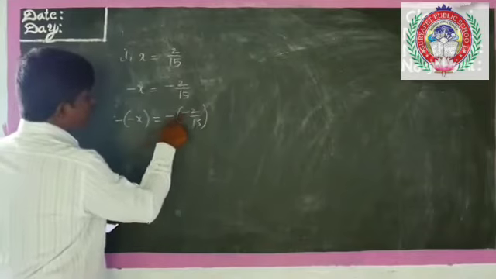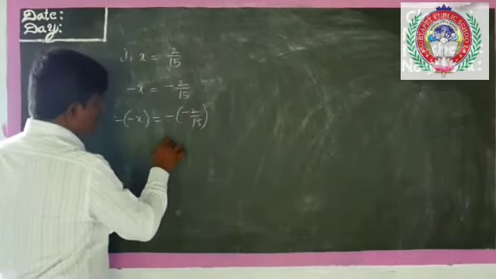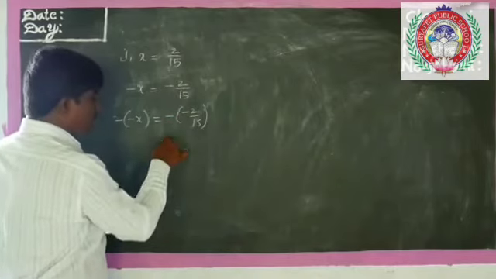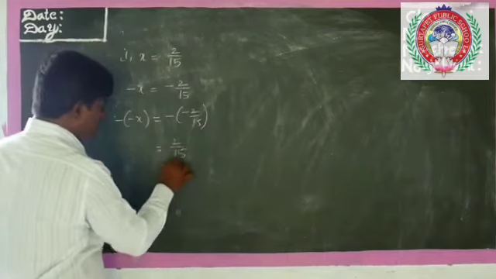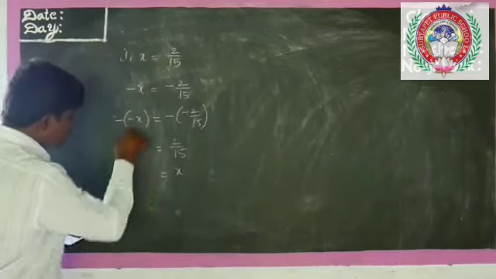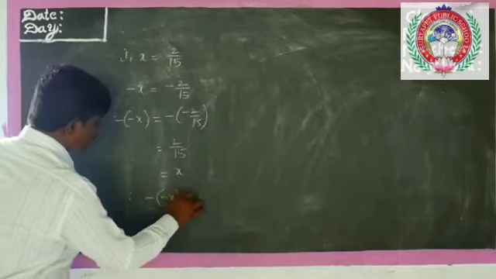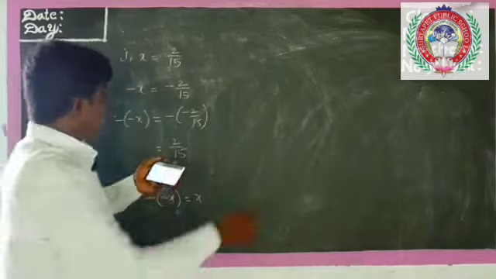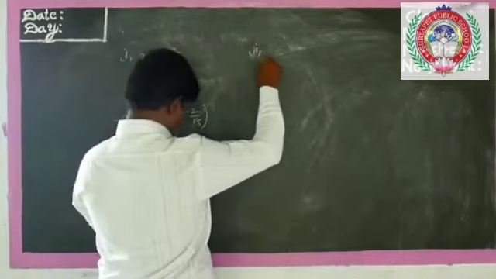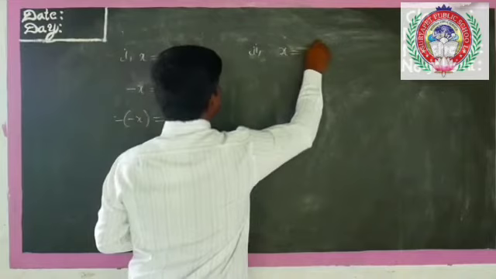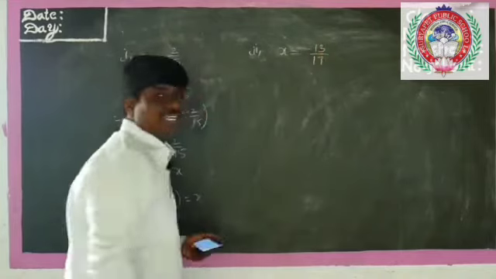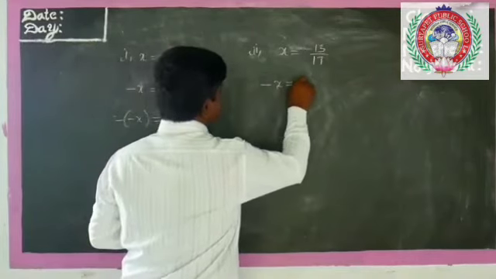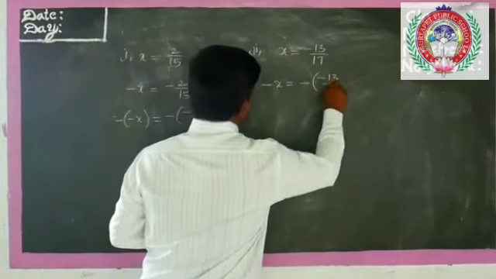Now observe this, minus of minus is nothing but plus 2 by 15. When we multiply these two, we get a positive. So directly we can write 2 by 15, which is nothing but x. Therefore we can say that minus of minus x equals x. We verified for the first number. Similarly, look at the second one. x equals minus 13 by 17. Now let us apply a negative sign for both parts, so minus of minus 13 by 17.